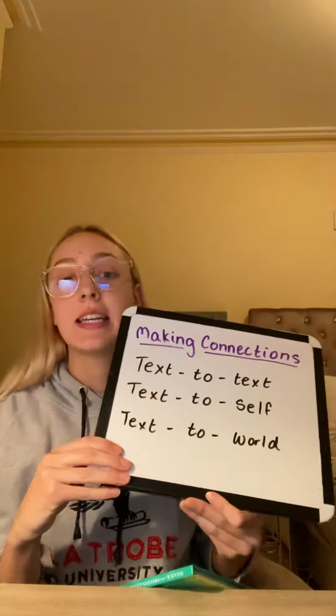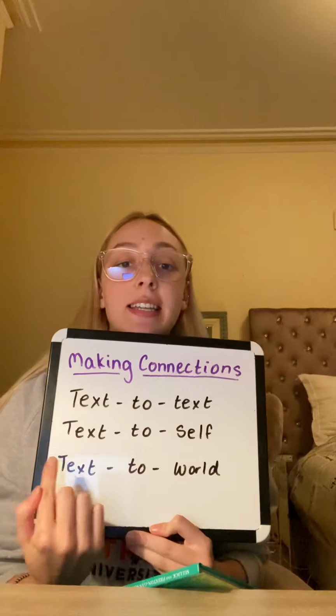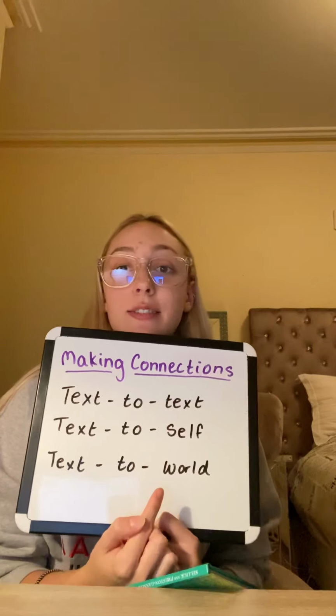Today's lesson, we are learning to make connections with the text we are reading. You can make meaningful connections to what you read in 3 main ways. Does anyone know what they are? Yeah, they are text to text, text to self, and text to world. Does anyone know what they mean?